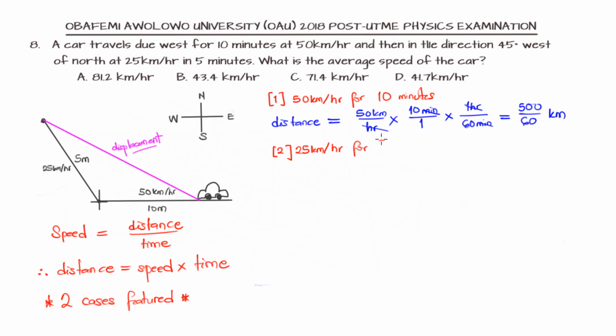So in the second case, we're also going to do the same thing. Traveling at 25 kilometers per hour for 5 minutes, okay, we can find the value of the distance. So the distance is now 25 kilometers per hour over 1 hour multiplied by time. That's 5 minutes over 1. But we need to convert our time appropriately.